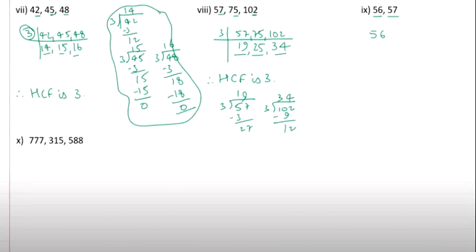In the next sum, we are asked to find the HCF of 56 and 57. However, 56 and 57 are in fact co-prime numbers. Therefore, their HCF is 1.